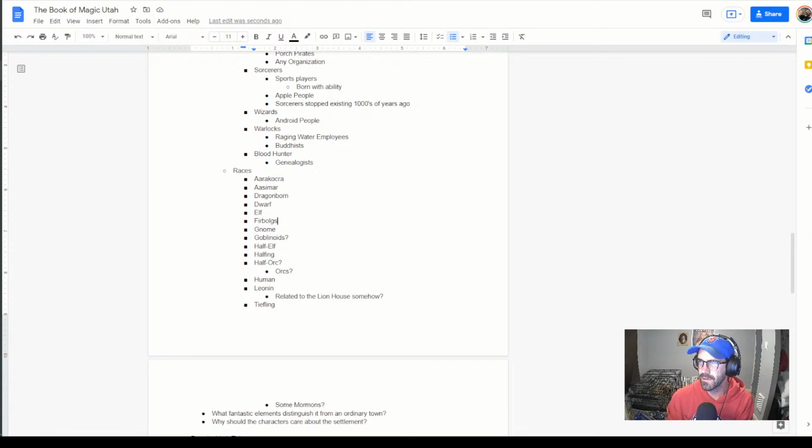Kobold, Lizard Folk. I mean, you really could do any of them, but I just am wondering what the main ones will be. It's gonna be a lot of white people. I do love turtles. I think these are things that get introduced later on, not at the beginning. I'm gonna actually throw turtle on here.